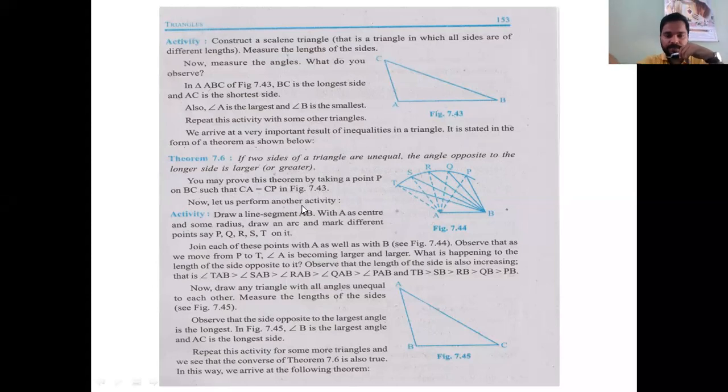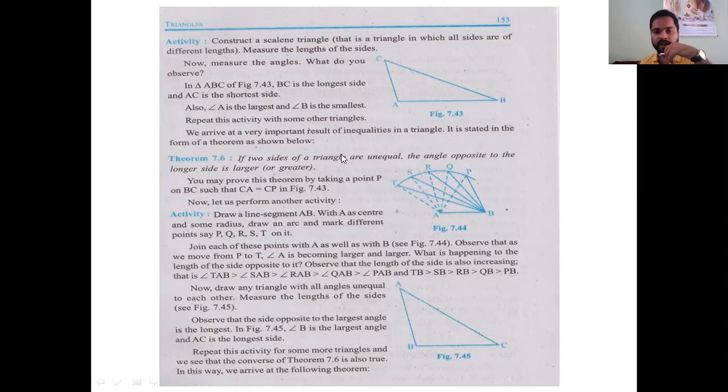That means, let's say this is a triangle ABC, okay? If the side AC is greater, then its opposite angle is B. So B will be the larger angle. That means if any side is greater, then its opposite angle will be greater. And if any side is smaller, then its opposite angle will be smaller. Okay? This is this theorem.